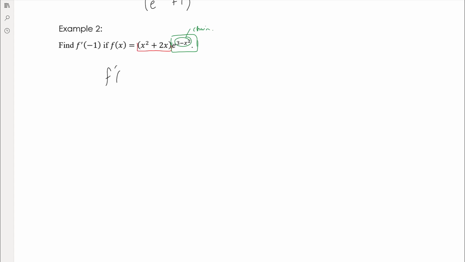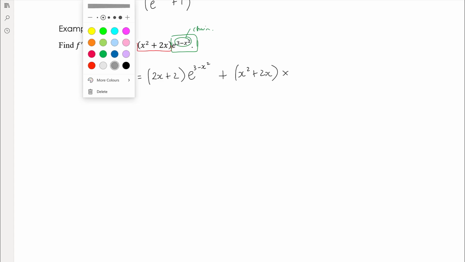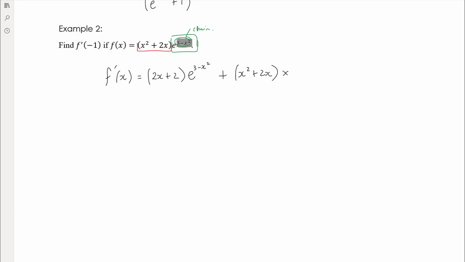Okay, so f dash x, product rule first of all, we're going to think about the derivative of the first function, which will be 2x plus 2. Leave the second function as it is, plus we leave the first function as it is, and we differentiate the second function. Now the derivative of the second function is going to require the chain rule. So again, cover up your inside function. You've got e to the power of something. The derivative of e to the power of something is still e to the power of something, but then you need to multiply by the derivative of that something, so that bit I've shaded in grey, so that is negative 2x.